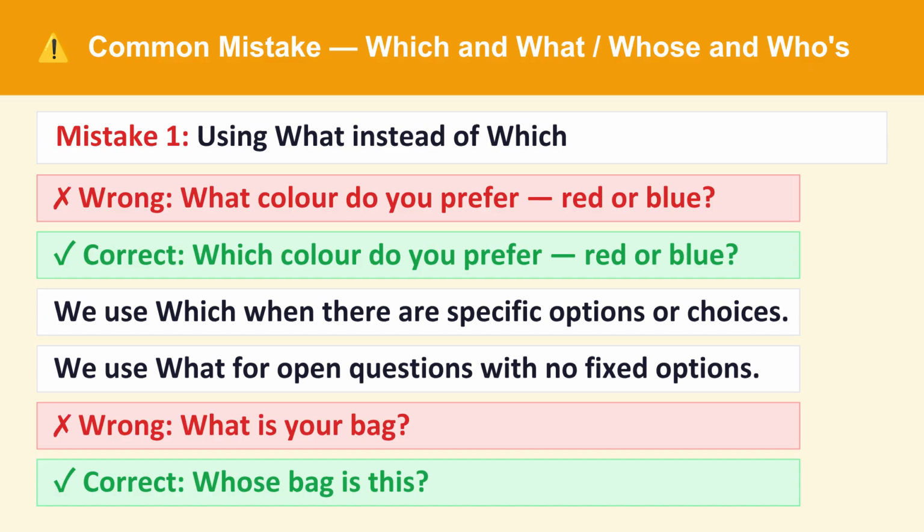Now let me tell you 2 very common mistakes. Mistake 1, using what instead of which. Wrong, what color do you prefer, a red or blue? Correct. Which color do you prefer, red or blue? We use which when there are specific options or choices. We use what for open questions with no fixed options.